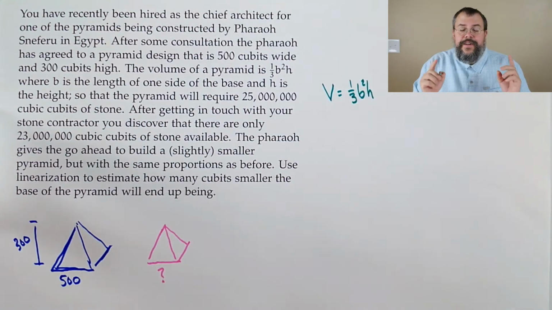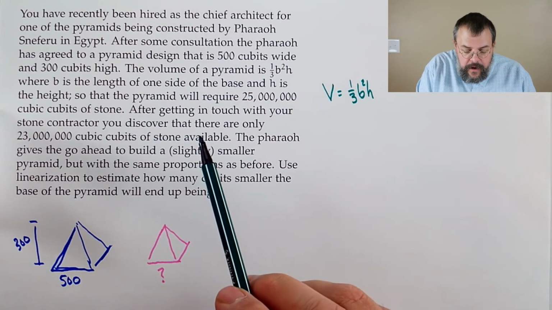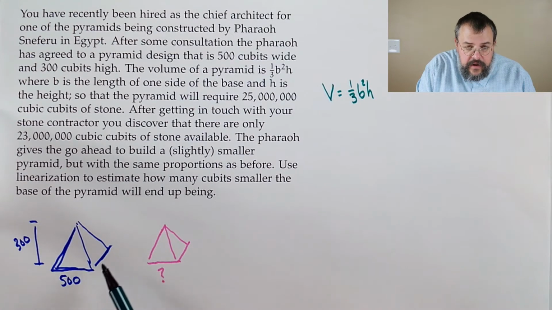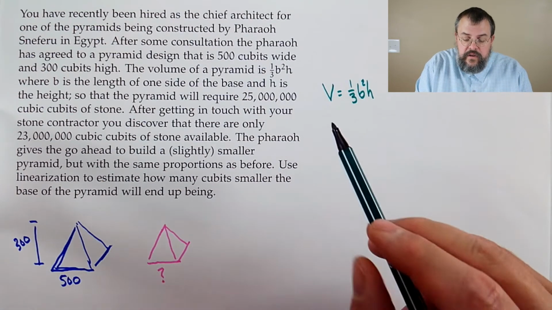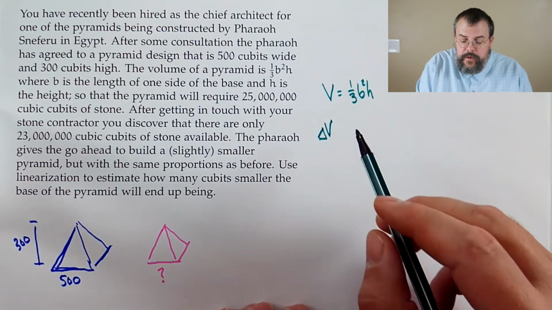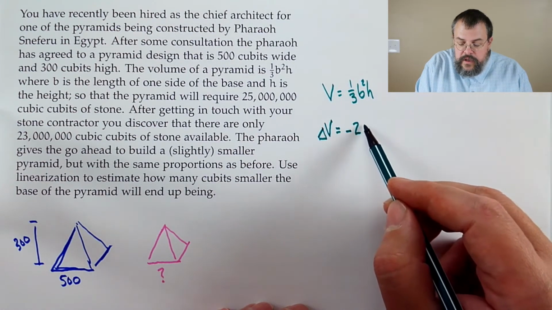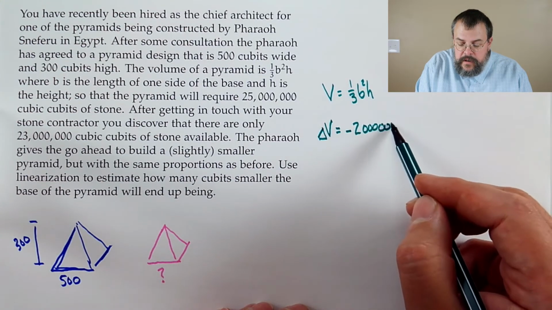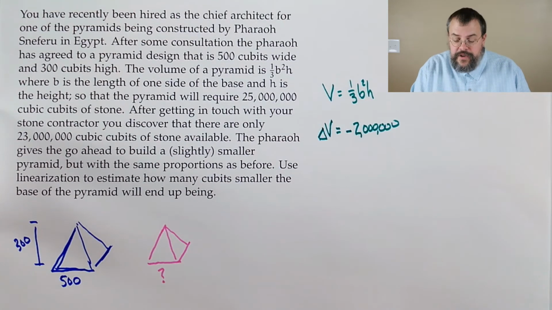Okay, so now we have a formula for volume. And we know something else. We've lost some volume, right? Because the original design was going to be 25 million. The new design is 23 million. So our change in volume, how much volume we've modified, is minus 2 million. So that's a lot of cubits of stone that we've just lost in our volume.